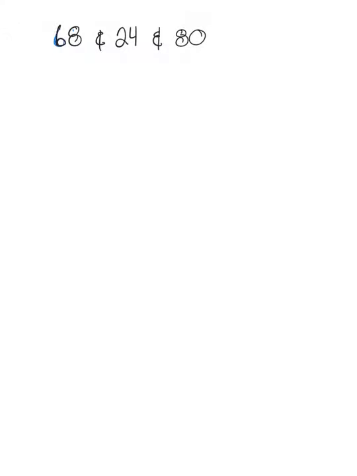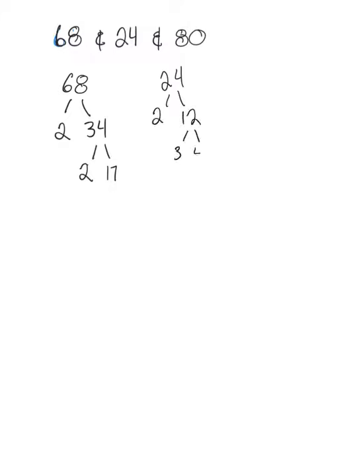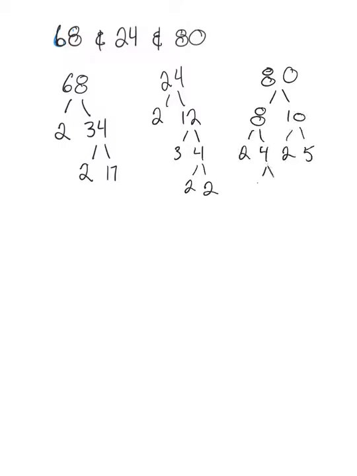This can also be extended in the exact same way for more than just two numbers, such as 68 can be divided into 2 and 34, which can be divided into 2 times 17. Well, 24 will equal 2 times 12, which is 3 times 4, which is 2 times 2. And 80 can go into 8 and 10, 2 and 4, 2 and 5, 2 and 2.